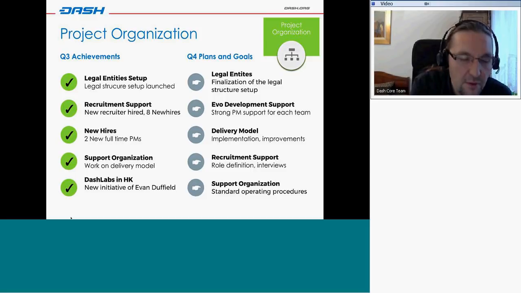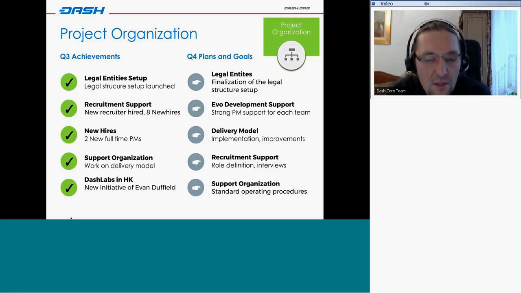We have had very good results in terms of recruitment. We have hired a new recruiter and also new team members in different areas of our activities. And especially for project organization, we have hired two new full-time PMs who are supporting core delivery and evolution efforts of our developers. With the entire project management team, we work on a new delivery model for the entire team to synchronize, standardize, and make it more flexible and understandable for everyone to join the team and develop the software.